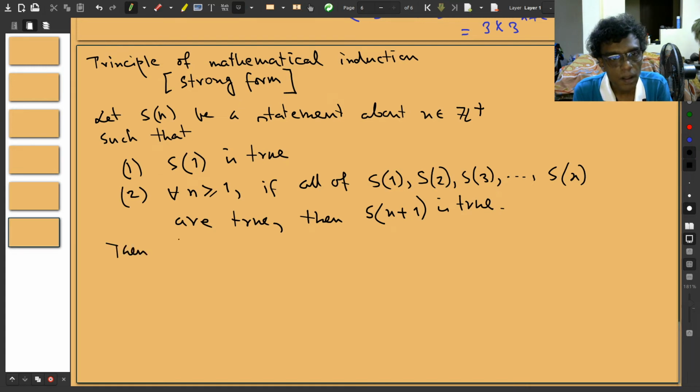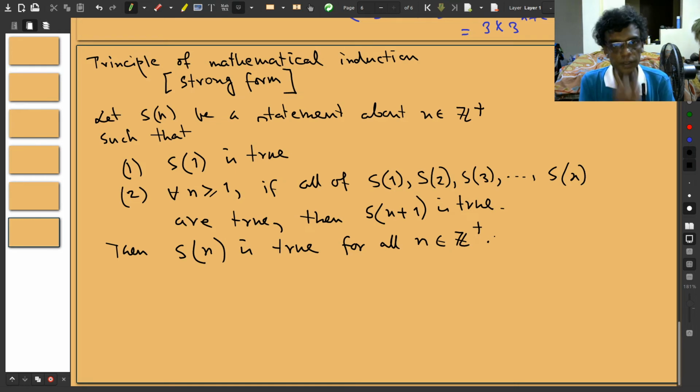Then Sn is true for all n in Z plus. Again, I am not going to prove it. You can prove it using the well ordering principle.